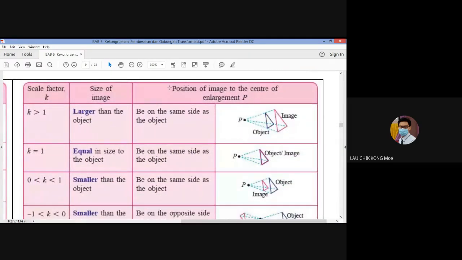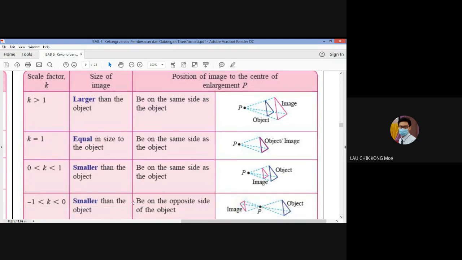Okay, this one. If the scale factor K is greater than 1, more than 1, so the size of the image is larger than the object. Memanglah, kalau dia punya K seperti yang saya kata lebih daripada 1, maka dia punya size image mesti lebih besar, larger than the object. Maksudnya kecil jadi besar lah. Okay, dan kedua-dua berada pada satu sisi yang sama, be on the same side. Objek dan image, dua-dua objek dan image adalah pada sebelah yang sama daripada pusat P. P is the center.